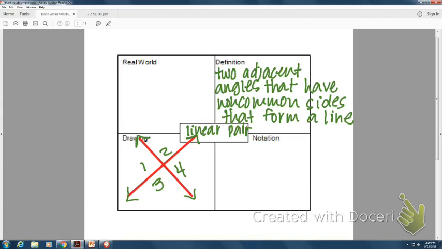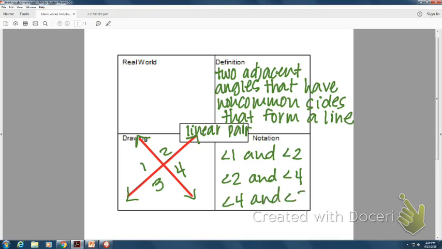Which angles? Not 2 and 3. Those are across from each other. 1 and 2. What else? 2 and 4. What else? 4 and 3. What else? 1 and 3. Very good. So 1 and 2, 2 and 4, 4 and 3, and 1 and 3. So there's 4 sets of linear pairs.